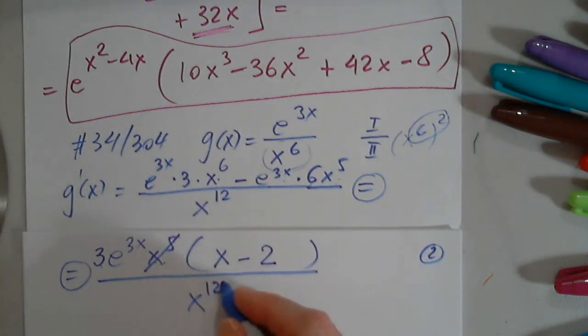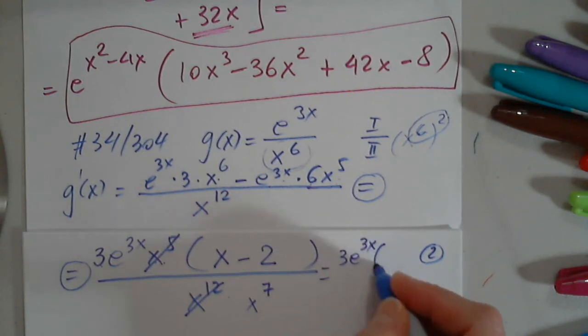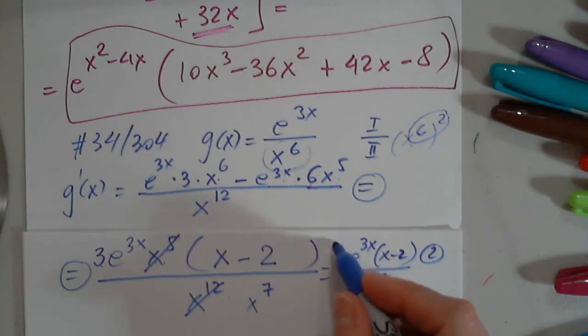Only now I'm allowed to simplify. So 12 minus 5. So this is x to the 7th power. And this is the final form. 3 e to 3x, x minus 2 over x to the 7th power.